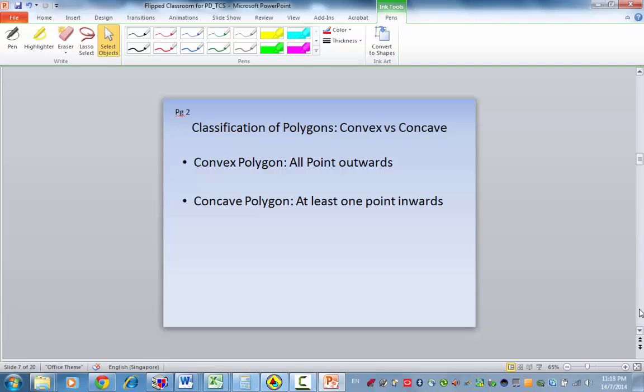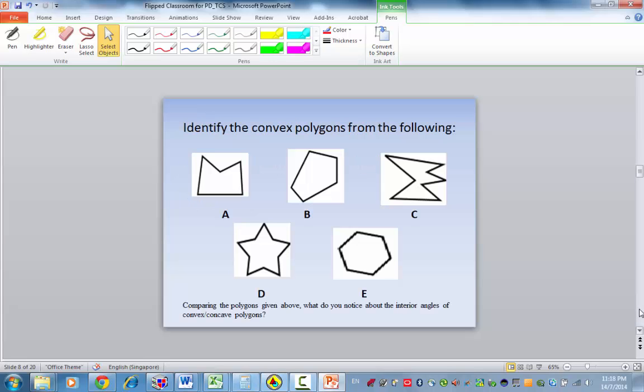Let's classify a convex and a concave polygon. For a convex polygon, all the points will be pointing outwards. For a concave polygon, at least one of the points will be pointing inwards. Let's take a look at these polygons. Can you identify the convex polygons for me? Only B and E are the convex polygons.